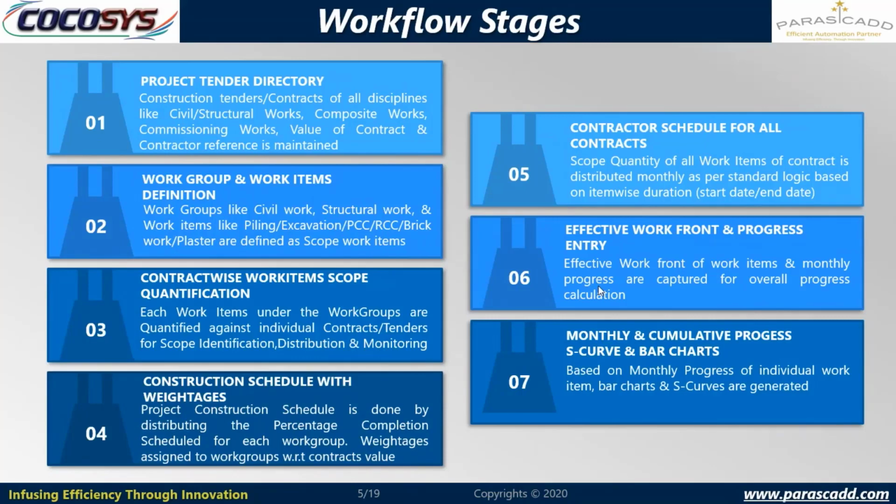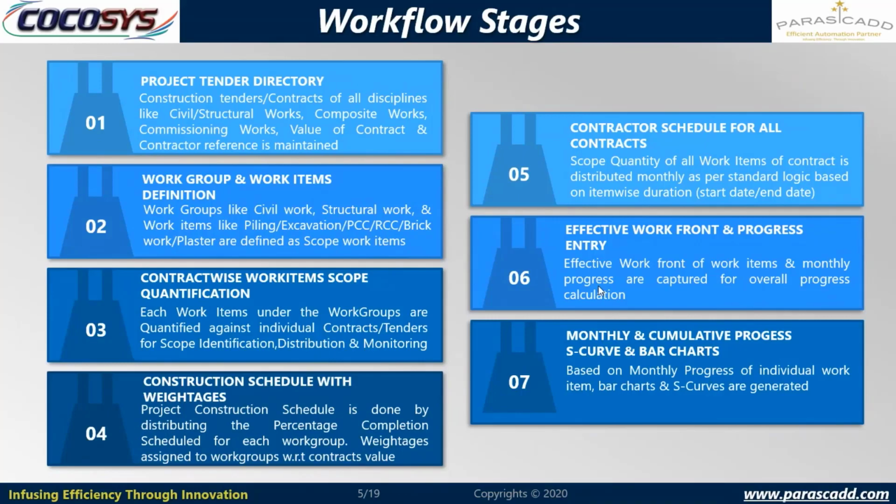Number five, contract schedule for all contracts. Scope quantity of all work items of contracts is distributed monthly as per the standard logic based on the item wise durations, start date and end date. Number six, effective work front and progress entry. Effective work front of work items and monthly progress are captured for overall progress calculation.